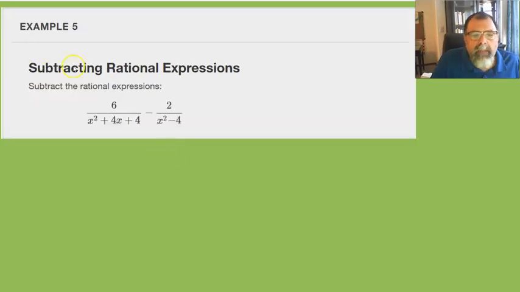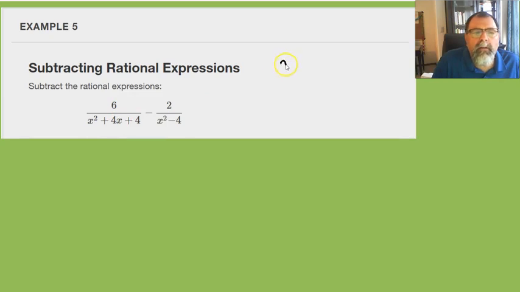Now let's look at example 5, subtracting rational expressions. So subtract the rational expressions. And again, our first step is we're going to figure out what the LCD is. So we want to factor everything that we can. Typically, I don't factor the top. We're just going to look to see what the common denominator is.